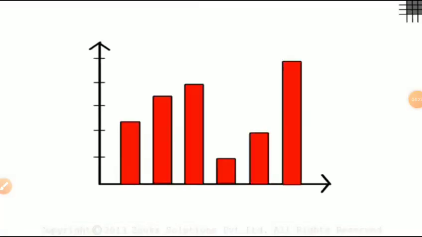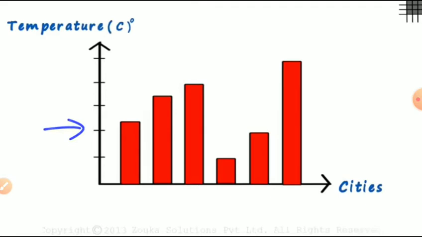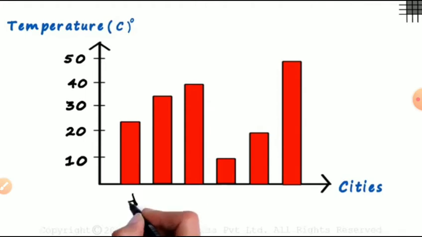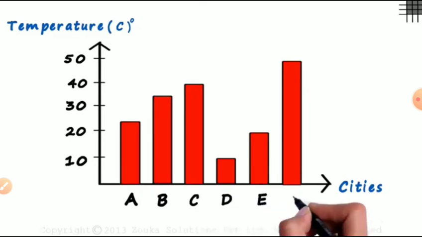Let's see a practical example where the bar graph can be used to understand data more easily. This is a graph of average temperature of various cities. In this graph, we mark 10 degrees in equal intervals. And we have been given data for 6 cities: A, B, C, D, E, and F. Now, just by looking at this graph, let's try to answer a few questions.